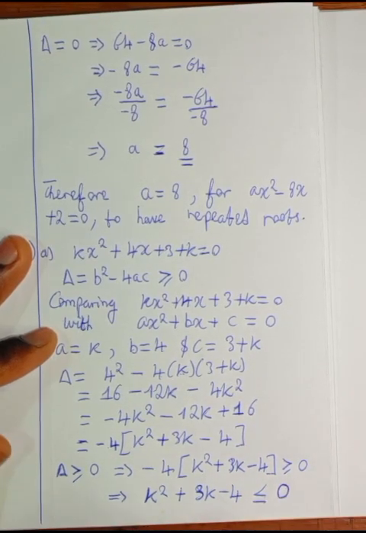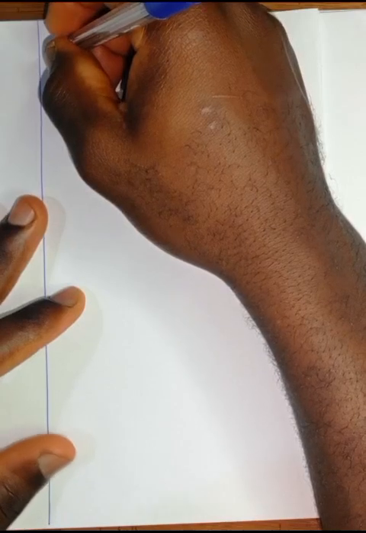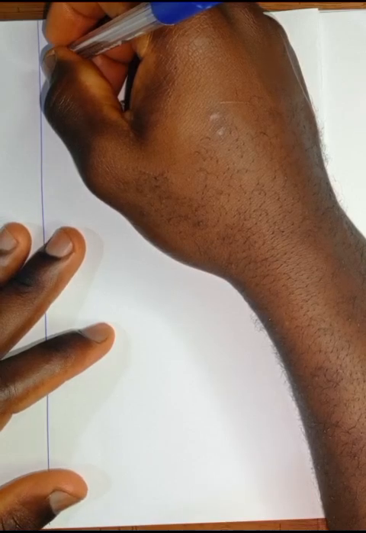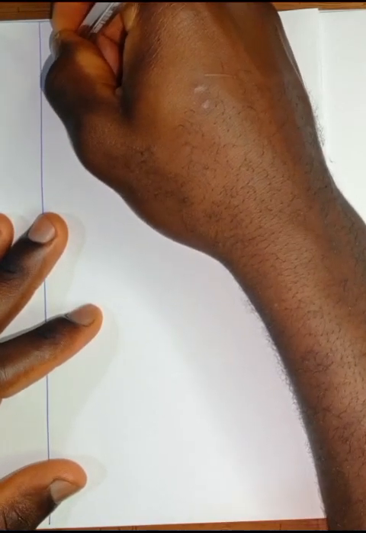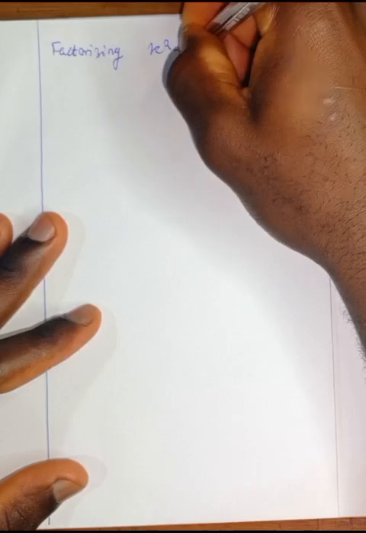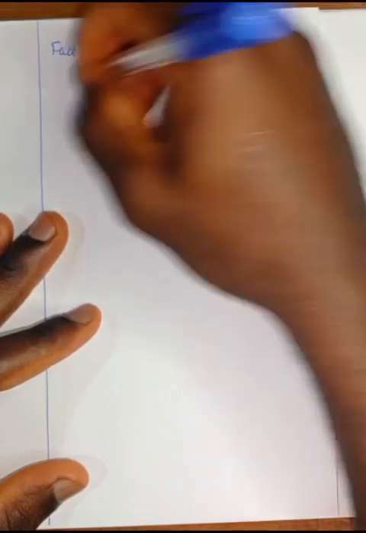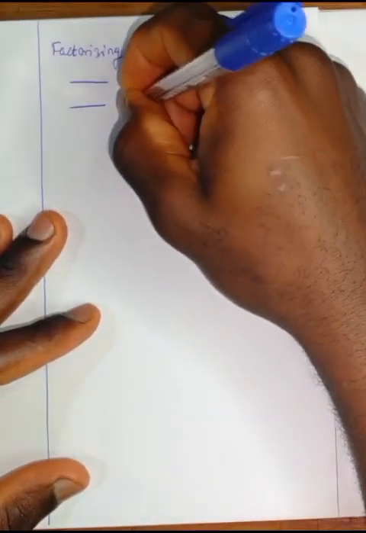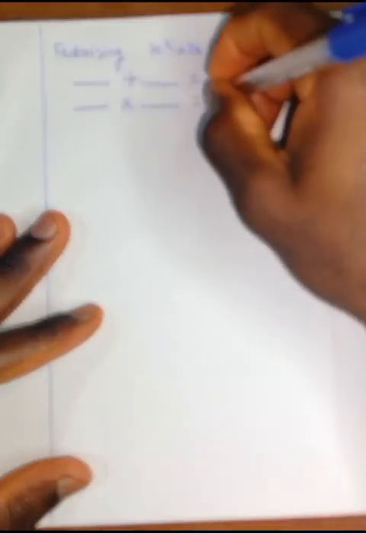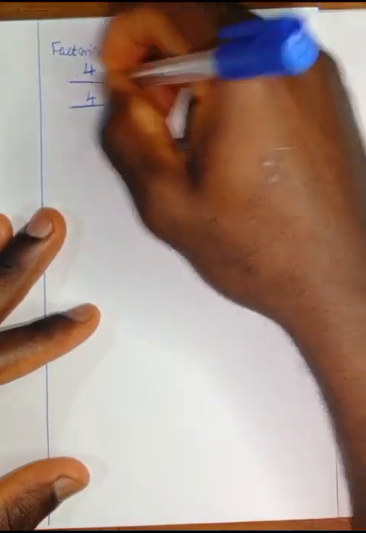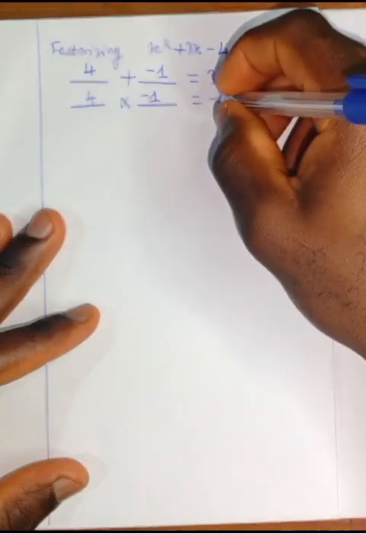0 divided by negative 4 remains 0. If we divide this side by negative 4, it will cancel the negative 4. So this will give us k squared plus 3k minus 4, and k squared plus 3k minus 4 can be factorized. Let's factorize k squared plus 3k minus 4. We need two numbers such that the sum is 3 and the product is equal to negative 4. 4 and negative 1. 4 plus negative 1 is 3. 4 times negative 1 is negative 4.